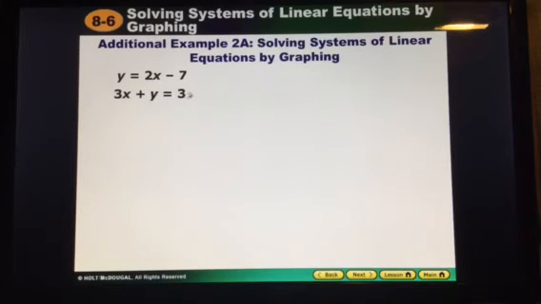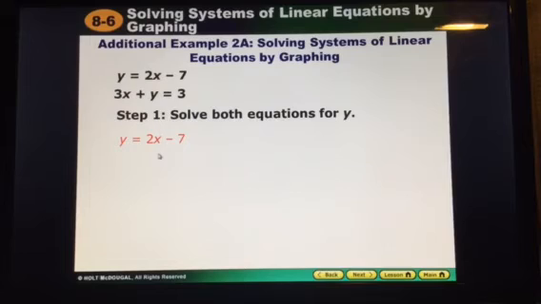This one we don't have in slope-intercept form, so we need to get it to be y equals something times x plus 3. So this one's already ready to go. Y equals 2x minus 7. And then 3x plus y equals 3.